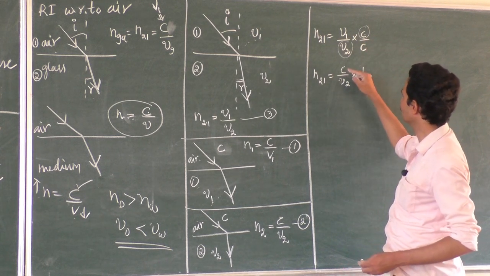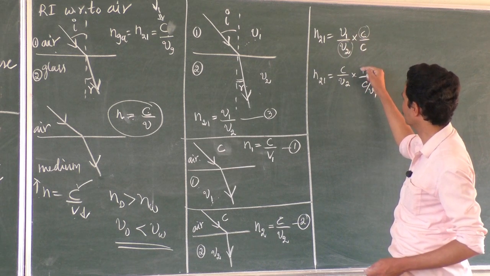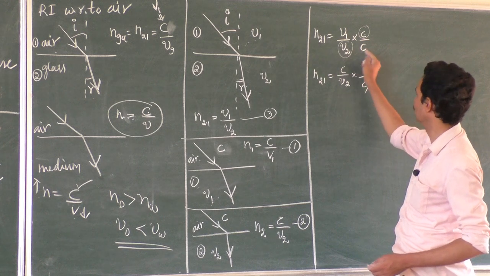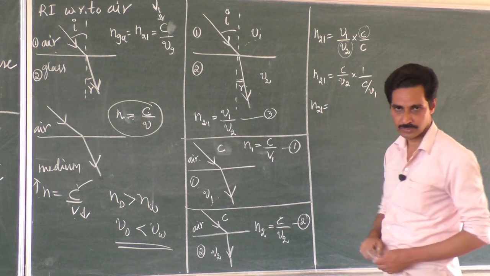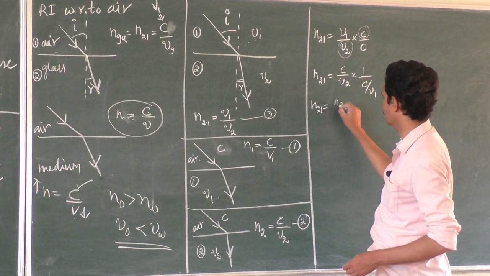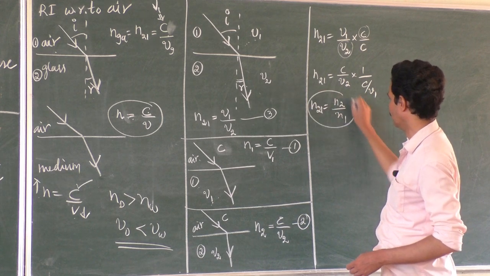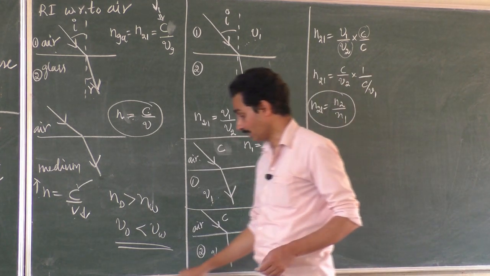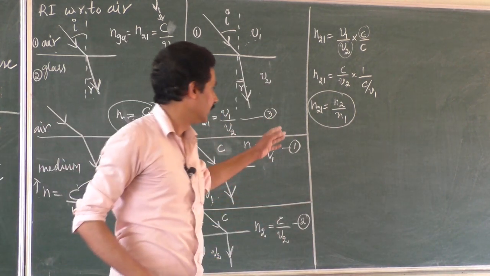Because the V1 was in the numerator, this V1 comes to the numerator, C and V1, V2 and C. This is okay, right? So what is N21 equal to? N21 is equal to C by V2, N2, divided by C by V1, N1. This is very important. Not as a derivation, but as knowledge, because we are going to use this formula everywhere.